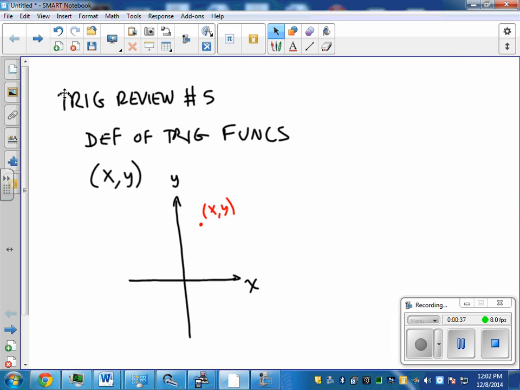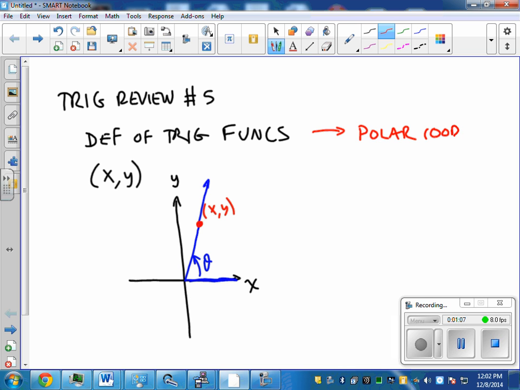And our task is to define the trig functions of the angle theta in standard position, with the initial side aligned with the positive x-axis and the terminal side going through our point x,y. This is similar to our unit circle definition. This particular set of definitions, though, also has a very close connection to polar coordinates.